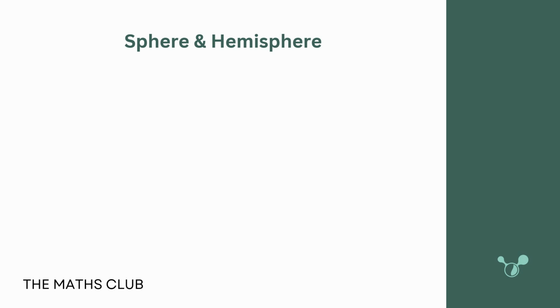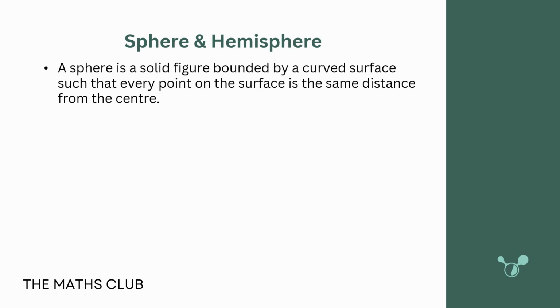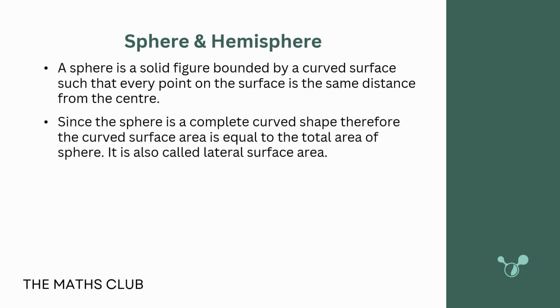So I'm moving to sphere and hemisphere. What is a sphere? A sphere is a solid figure bounded by a curved surface such that every point on the surface is the same distance from the center. This is very interesting. I think people say that the earth is not circular, the earth is a sphere, or some people say the earth is a geoid, something like that. Since the sphere is a complete curved shape, therefore the curved surface area is equal to the total surface area of the sphere. It's also called lateral surface area.